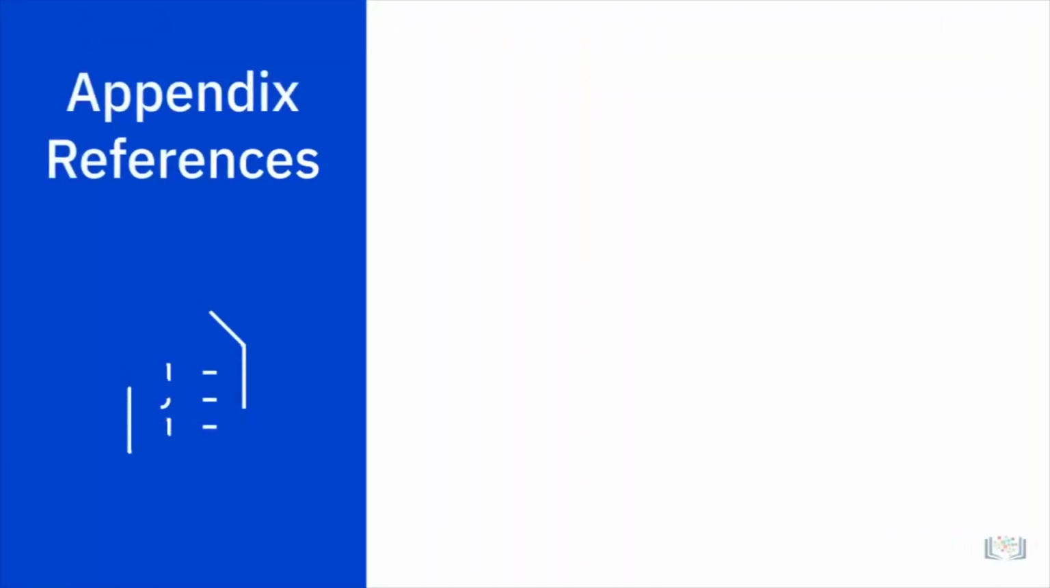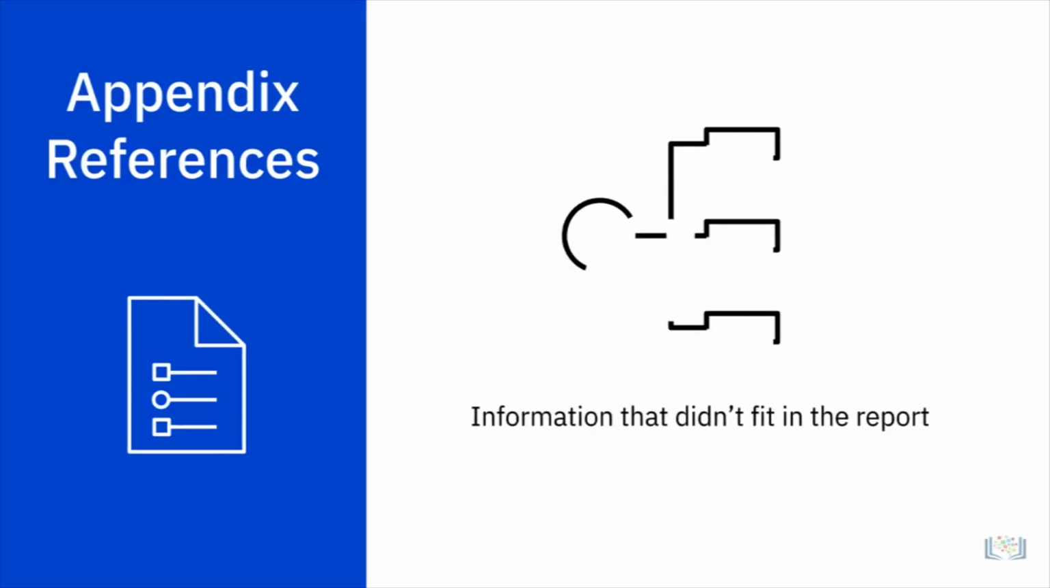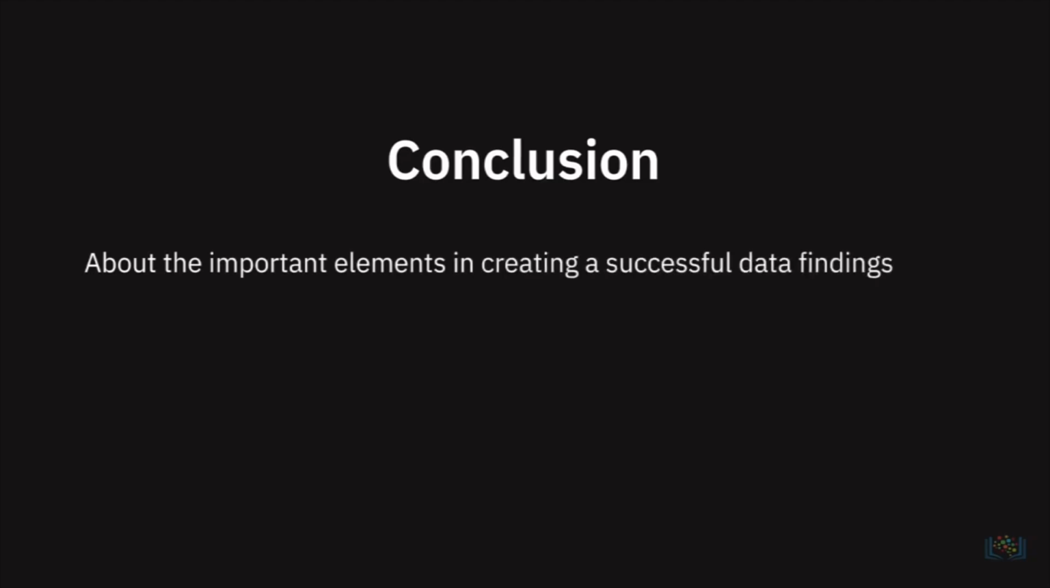And last, we have the appendix. This section would contain information that really didn't fit in the main body of the report, but you deemed it was still important enough to include. This type of information could include locations where the raw data was collected, or other details such as resources, acknowledgments, or references. In this video, we learned about the important elements in creating a successful data findings report.